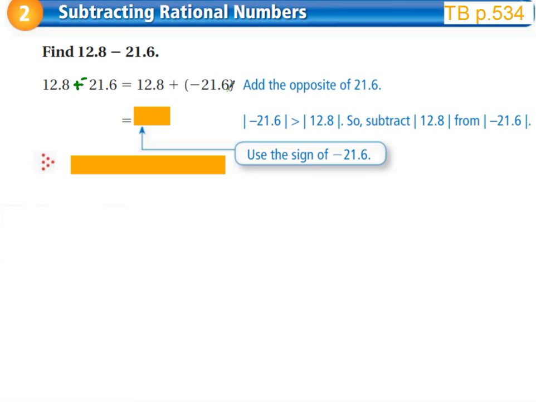So now I have a positive and a negative number. We actually have to subtract the absolute values, which gives me an answer of 8.8. 21.6 has the larger absolute value, so my answer is negative. So the difference is negative 8.8.